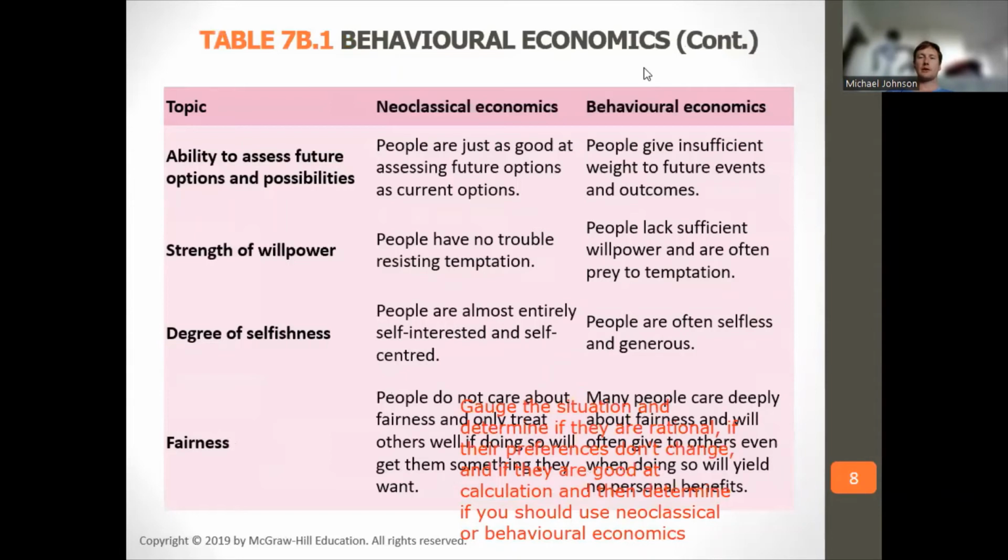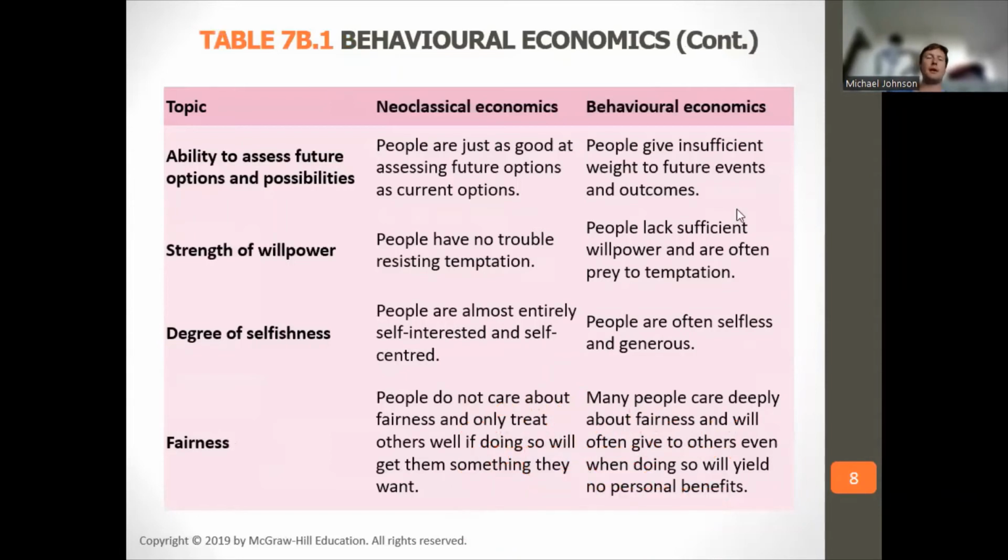So these charts are excellent. So ability to assess future options and possibilities. Neoclassical economics talks about how people are just as good at assessing future options as current options. Behavioral economics talks about how people give insufficient weight to future events and outcomes. And strength of willpower, neoclassical economics goes through how people have no trouble resisting temptation. Behavioral economics goes through how people lack sufficient willpower and are often prey to temptation.